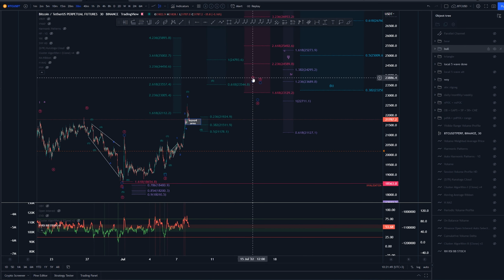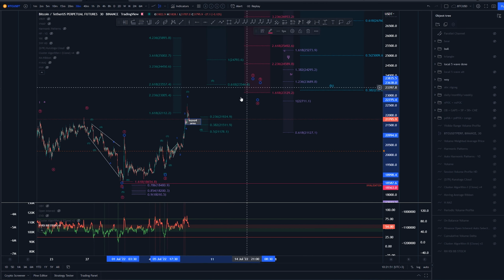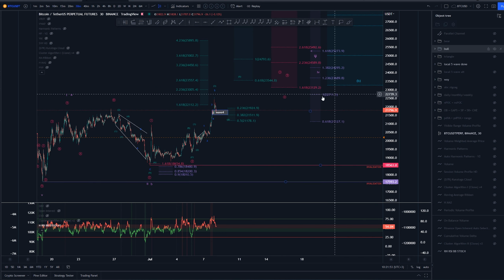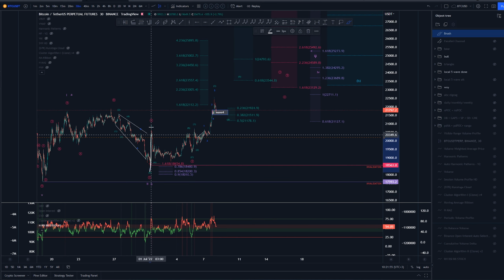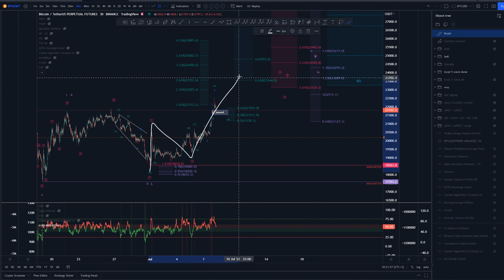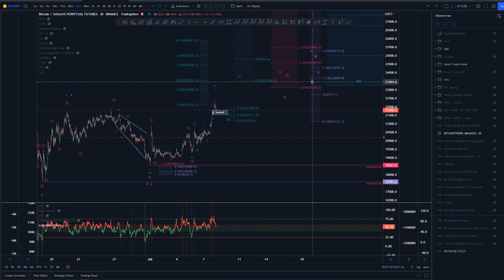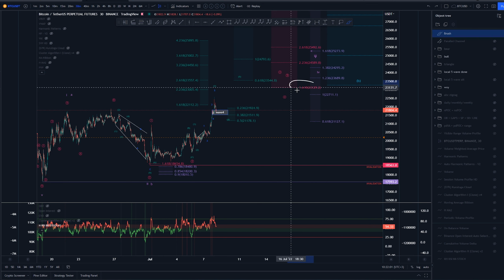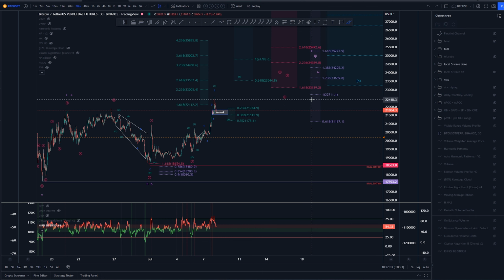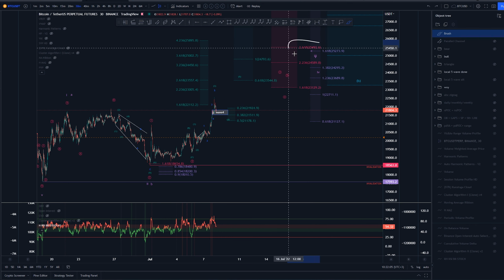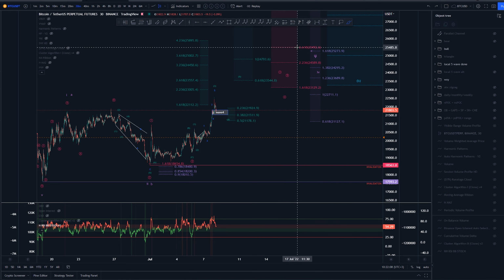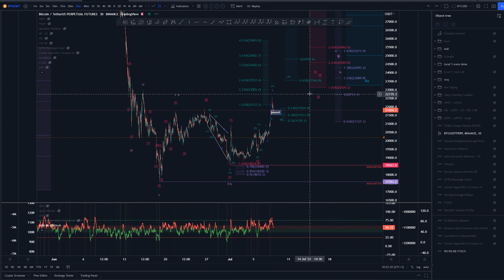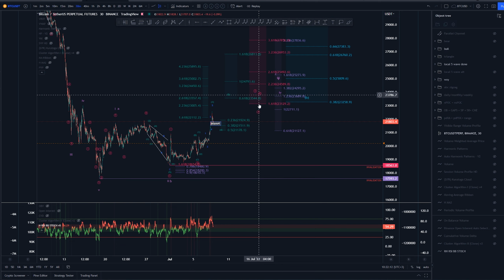This would also bring us only to the third of this micro count, in which we have this as a 1, 2, and then this would be the third. Again, depending on how high we go, whether it's going to be the 1.618 or some kind of extension here at 2.618, we'll see how far this goes. But again, then we would be looking for fourth and fifth.